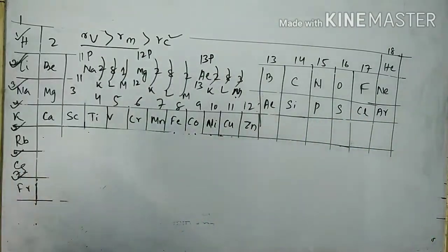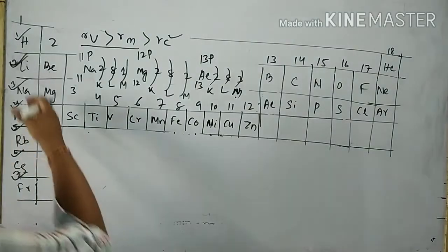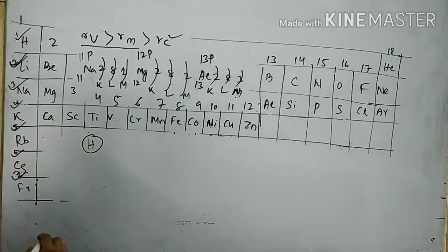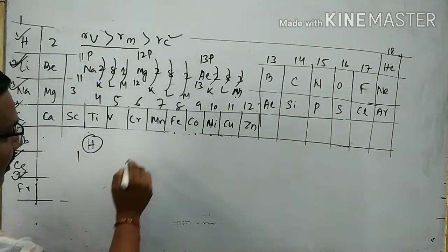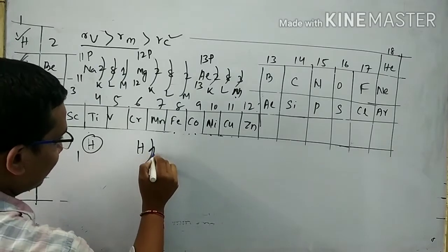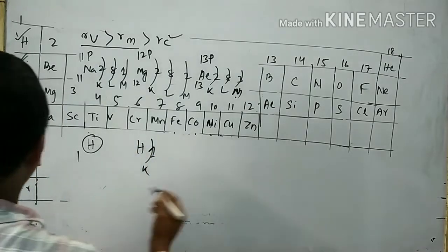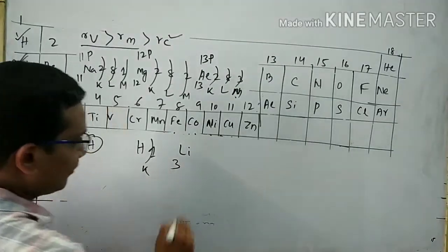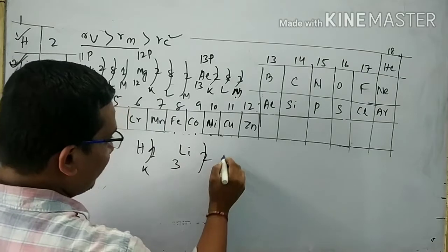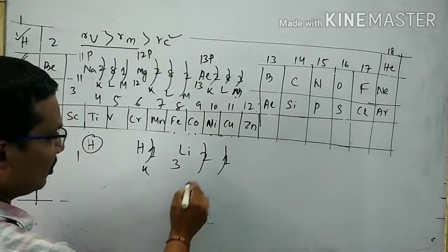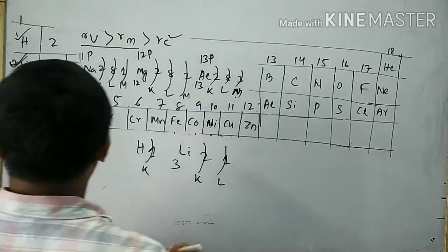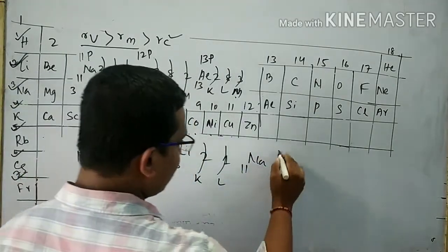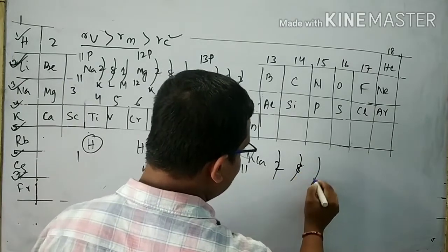Suppose I want to compare the atomic radii of the elements present in a group. Suppose think about hydrogen. Hydrogen has atomic number 1. Hydrogen has K cell, that is 1. Next we think about lithium. Lithium has atomic number 3. That means K cell has 2, L cell 1. This is your KL. Next I will think about sodium. Sodium has atomic number 11. K cell 2, L cell 8, M cell 1.